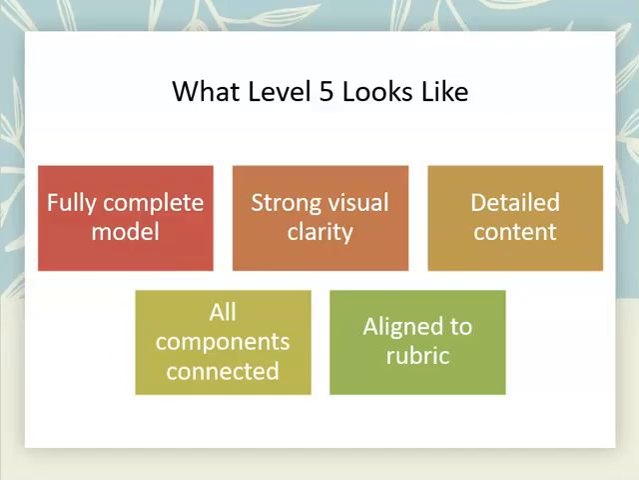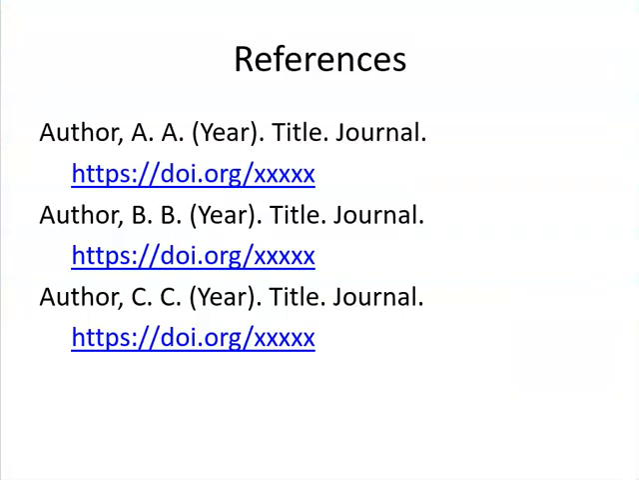Here is what a level 5 looks like. It's complete, detailed, visually clear, every component is present and thoughtfully developed. The model shows clear connections between all sections. It's easy to follow, professionally presented, fully aligned with the rubric, and you're writing it in the form of an APA style paper, okay? Here's what your references will generally look like.